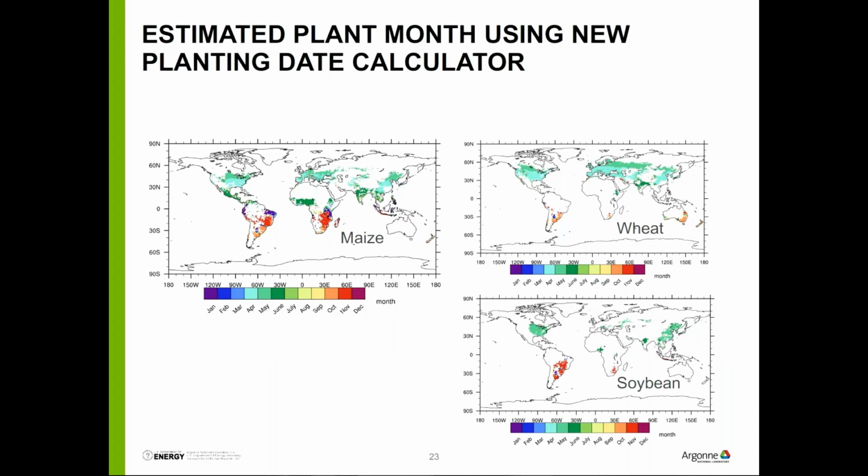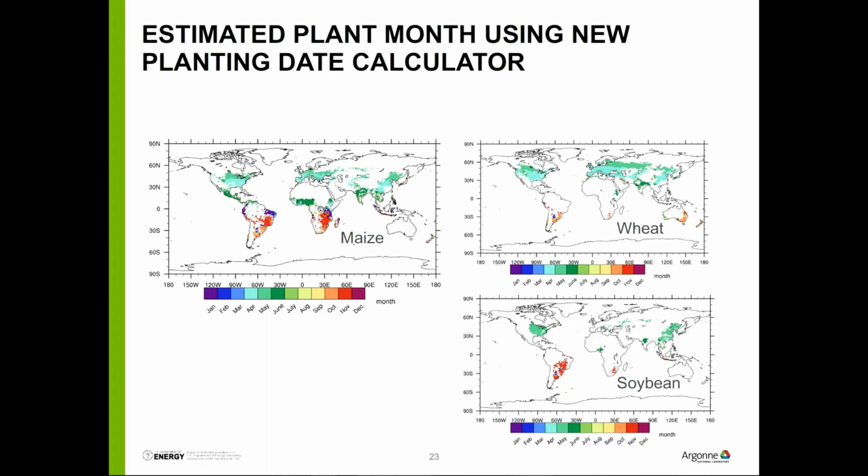So what does that look like when we run that in the model? These 3 graphs show you the estimated plant month for our 3 crop types using this new calculator. The figure on the left is for corn, the one on the right on the top is wheat, and the bottom is soybean. For the rest of this presentation, I'm just going to focus on maize, but you can see the similarities between the 3 crop types, and so you can kind of guess that that continues. For the most part, we do capture pretty closely what we expect.